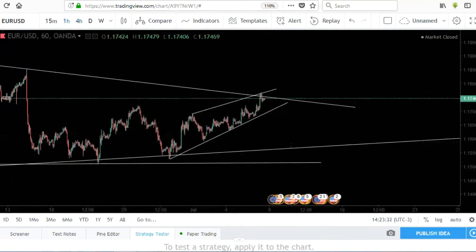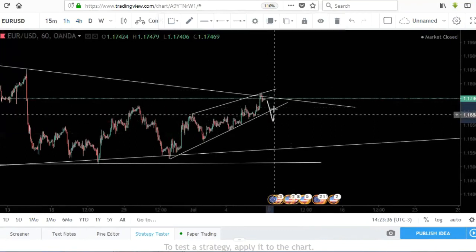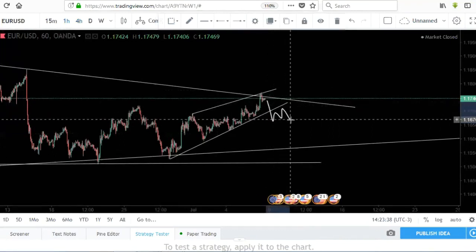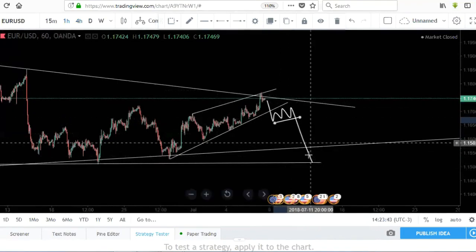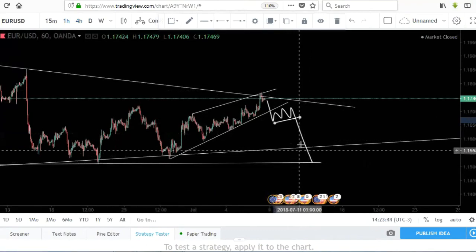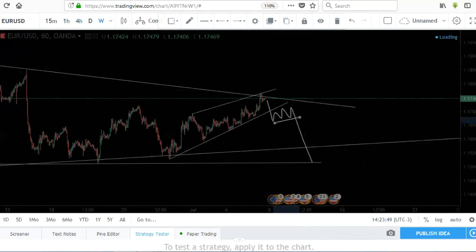What you can expect from here is that price can possibly come, break this point, correct upwards, and then impulse all the way down and break the daily support, and then it'll continue to go all the way down. This would be a very nice short trade to be involved in.